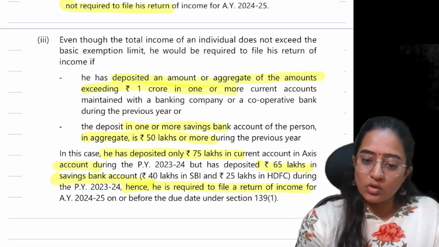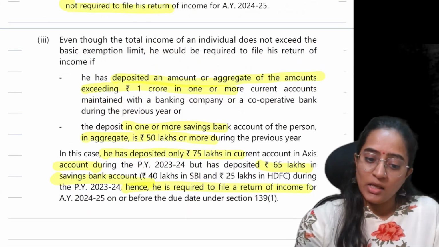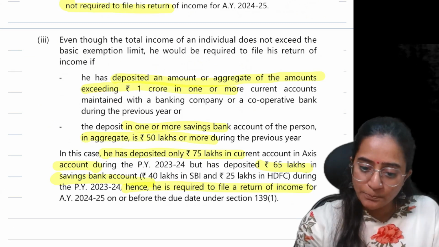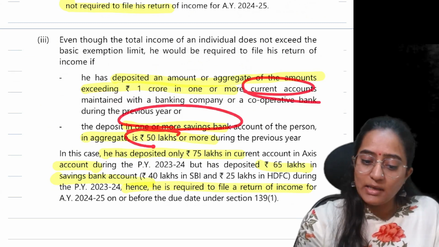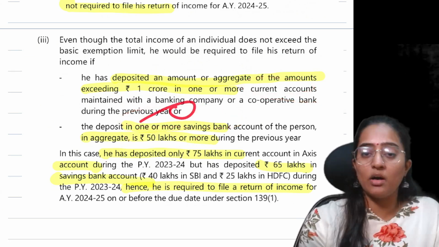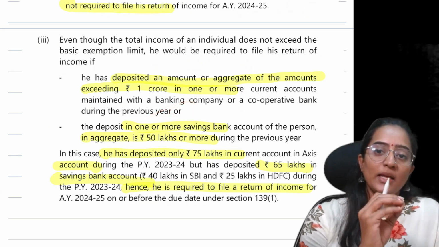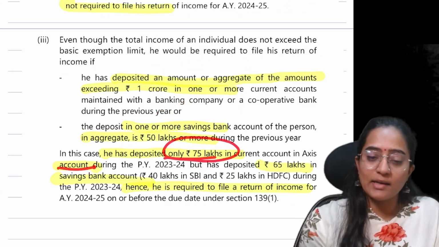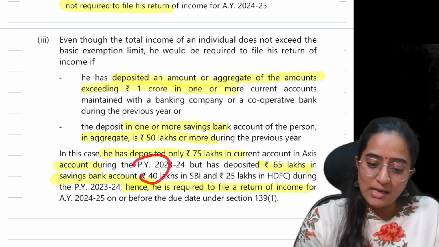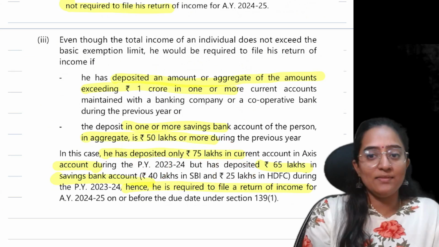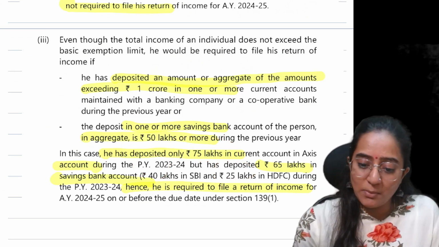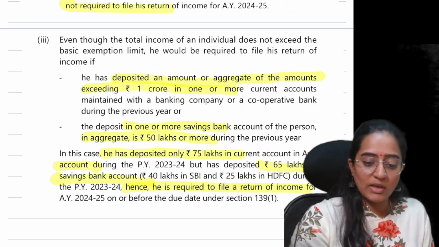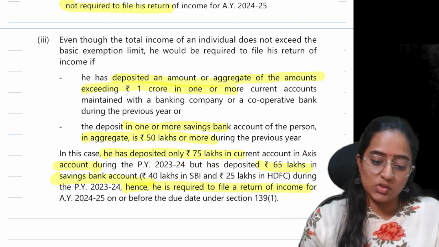So in this case, even though the total income does not exceed the basic exemption limit, if he has deposited an aggregate amount exceeding 1 crore rupees in his current account, or exceeding 50 lakh rupees in his savings account, then he has to file the return. In this case, he has deposited only 75 lakh in the current account, very well, but in the savings accounts, 40 lakh plus 25 lakh is deposited, not the balance, people, the deposit which has been made is 65 lakh. Hence he is required to file the return of income for AY 24-25 on or before the due date under section 139(1).